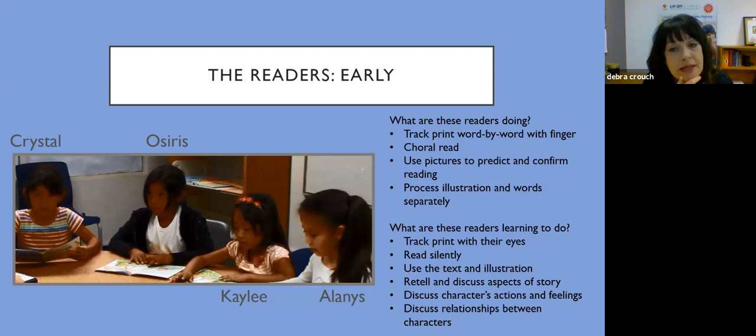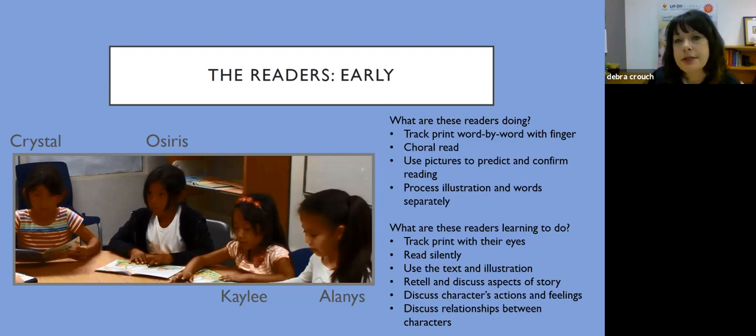We're also going to begin reading silently in these stages, because one of the things we know is that kids have stronger comprehension when they read silently, and it gives them the opportunity to work their way towards meaning and not the oral reading that sometimes gets in the way of students, especially students who sometimes are reading below grade level. We're going to work on using the text and illustration together, retelling and discussing aspects of story. And we'll be thinking a lot about the characters' actions and feelings.